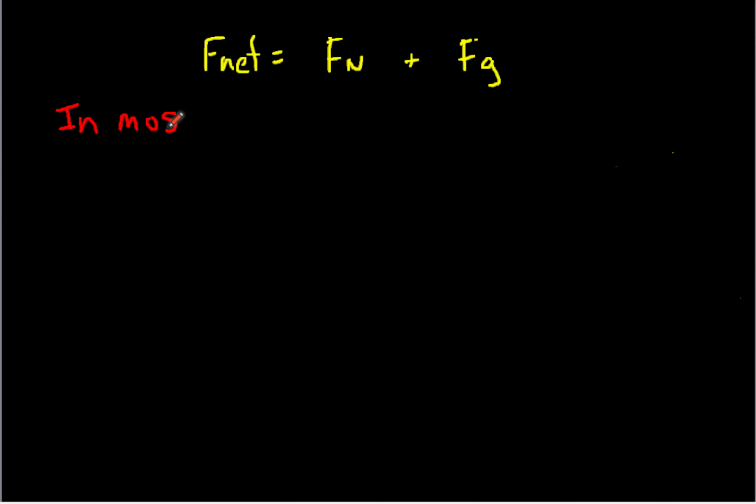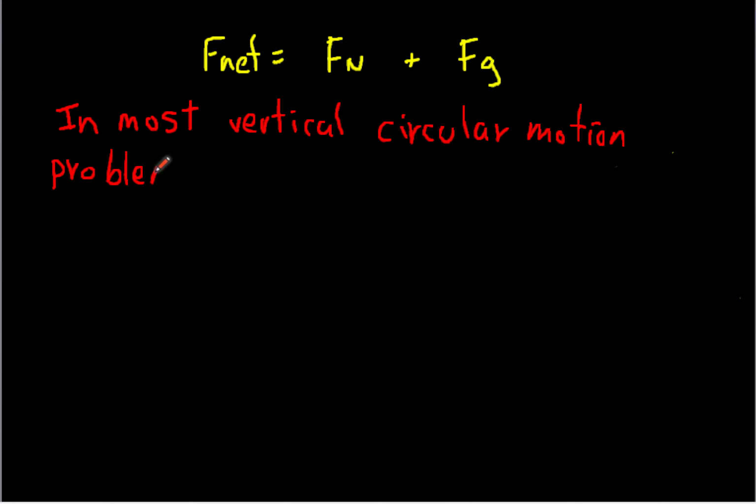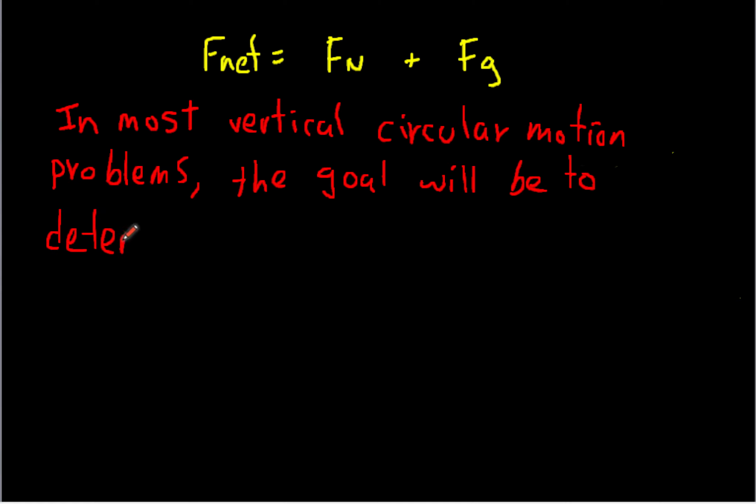In most vertical circular motion problems, it's not the net force we'll be looking for. We'll usually have the speed of the object and the radius, so we'll be able to solve for the net force easily. In most vertical circular motion problems, the goal will be to determine the resulting apparent weight of the object.